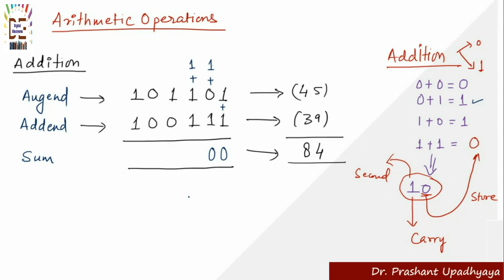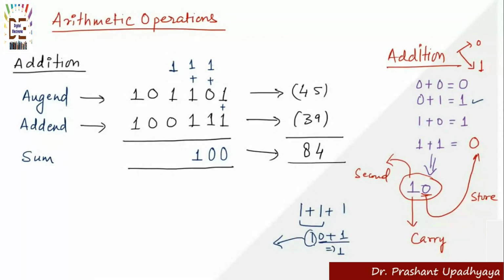Again 1 plus 1 is 10. So if I get 1 plus 1 plus 1, what will I do? I do 1 plus 1 is 10, I take this and it moves into the carry. I forget the 0 and make the 1 a carry, and then 0 plus 1 is 1. So I will get 1 here with the carry.